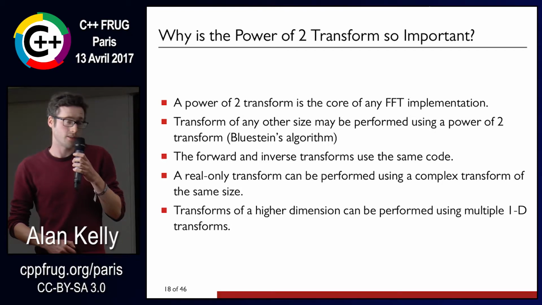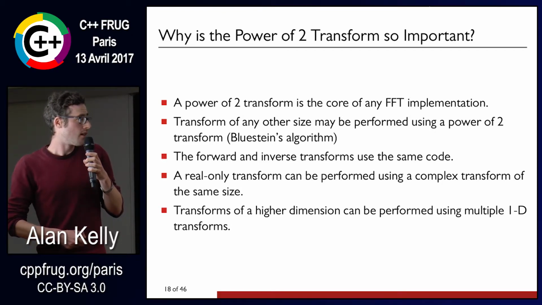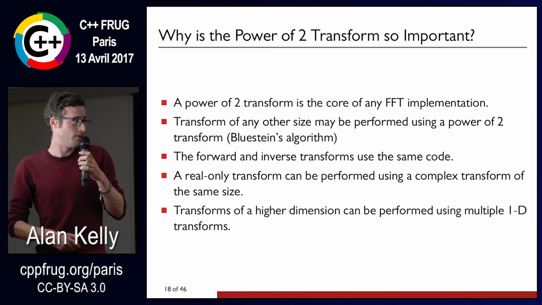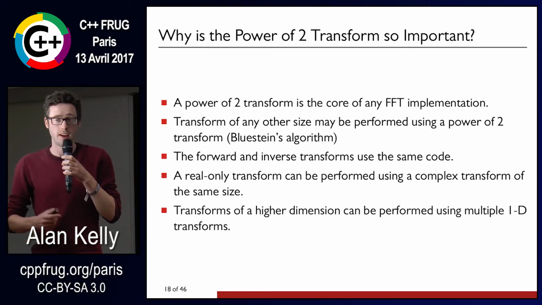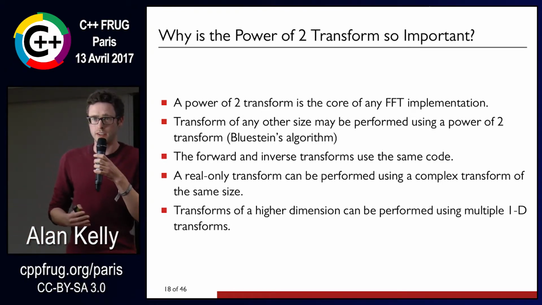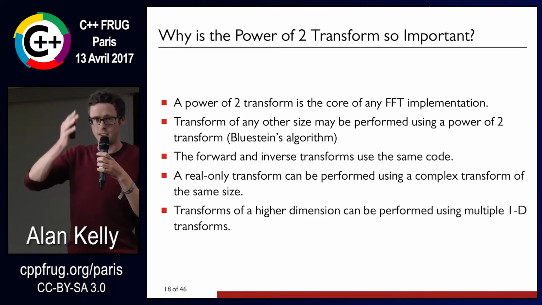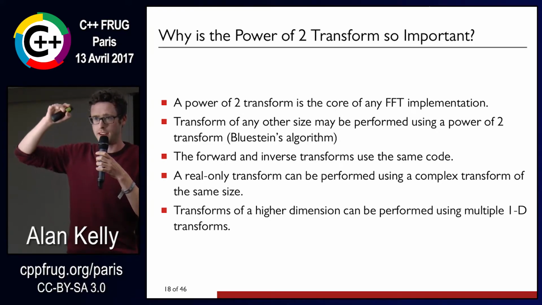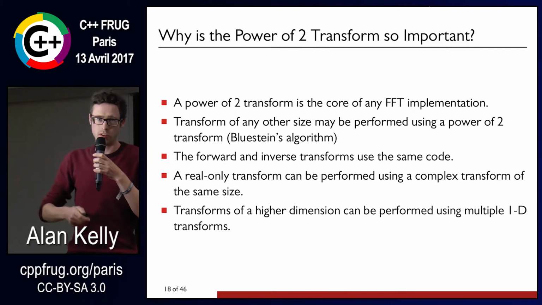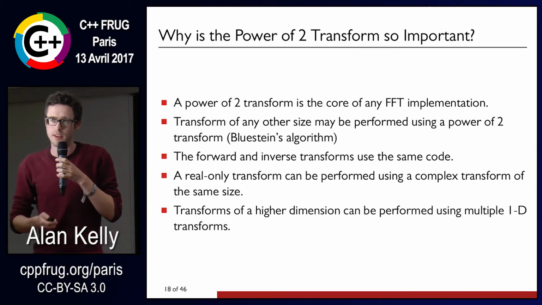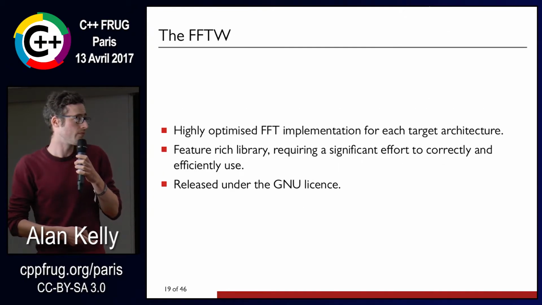The forward and inverse transform use the same code, you just swap the real and imaginary components. And a real-only transform can be performed by packing it into a complex buffer of half the size. And for a 2-dimensional transform, so if we have a photo and we do a 2-dimensional transform, we do a 1-dimensional transform along each column, and then a 1-dimensional transform along each row. So if you implement a 1D Fourier transform correctly, you have everything else for free.